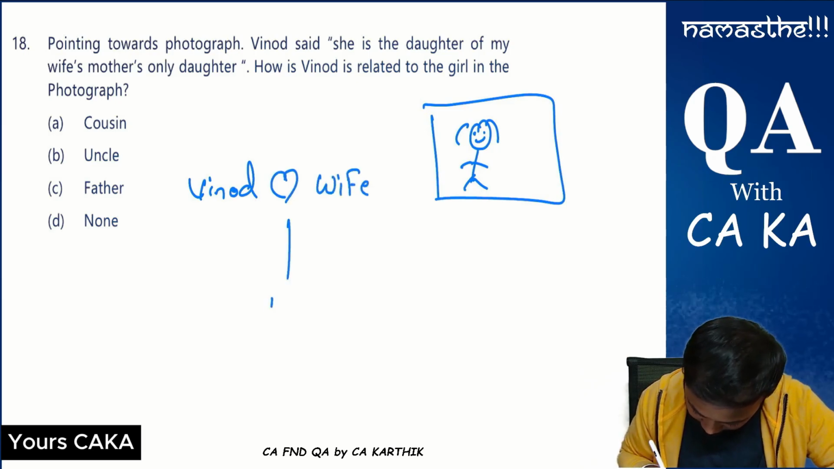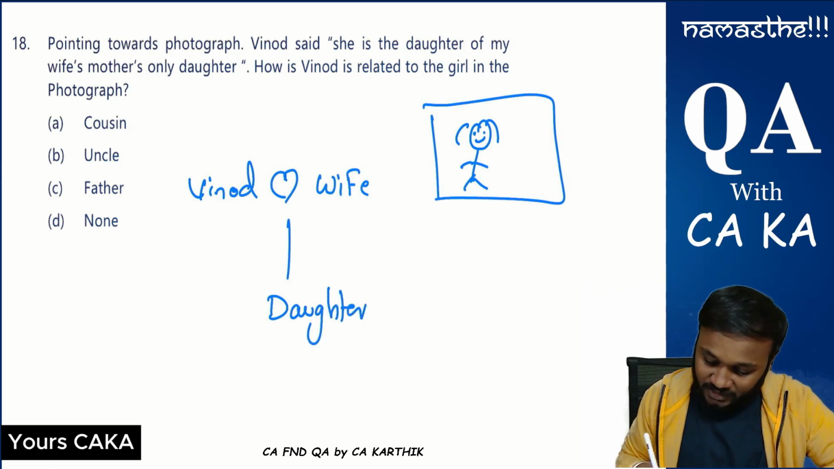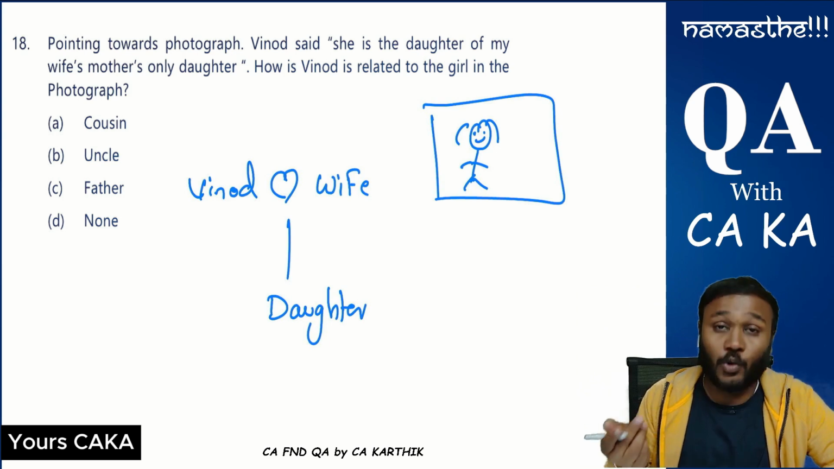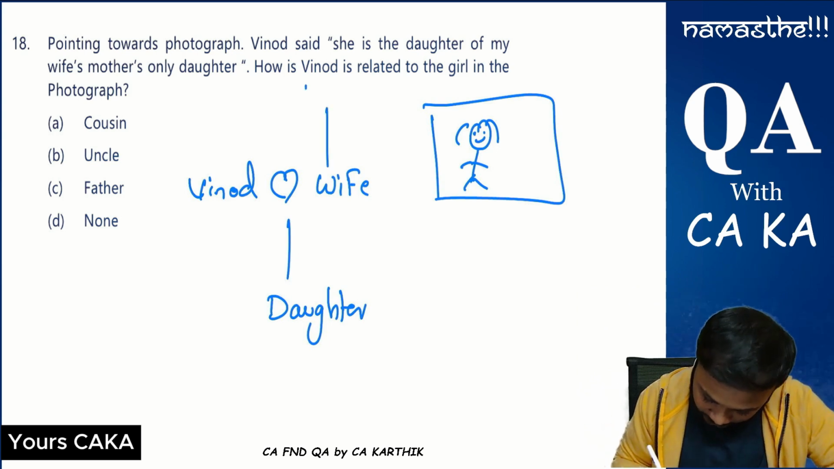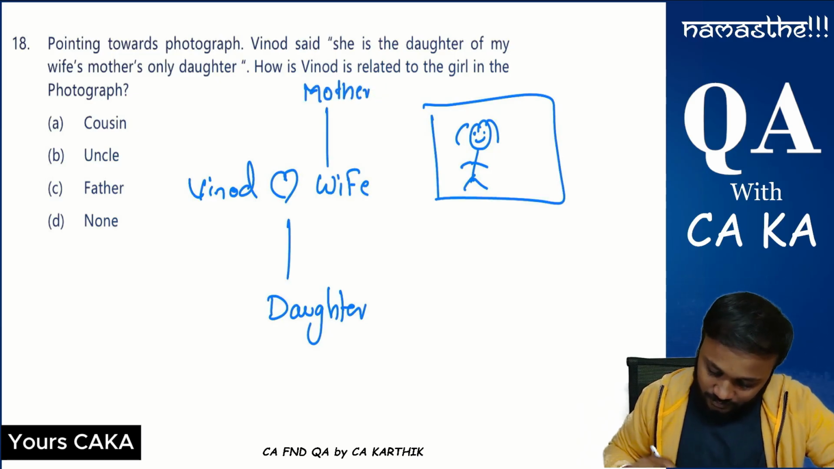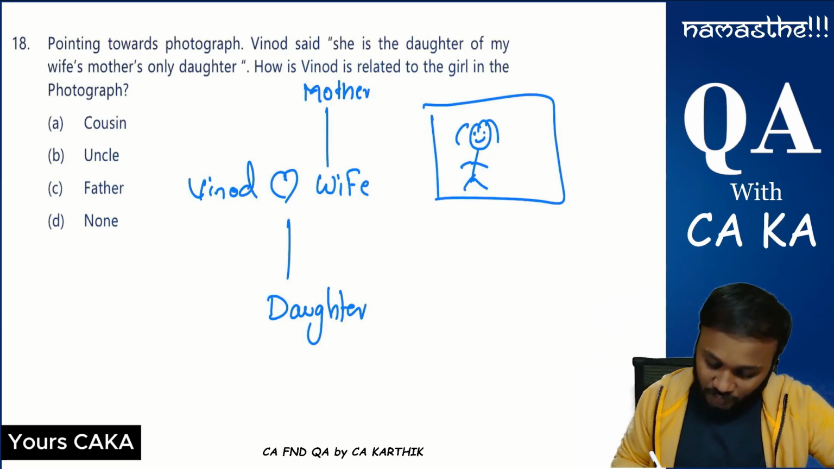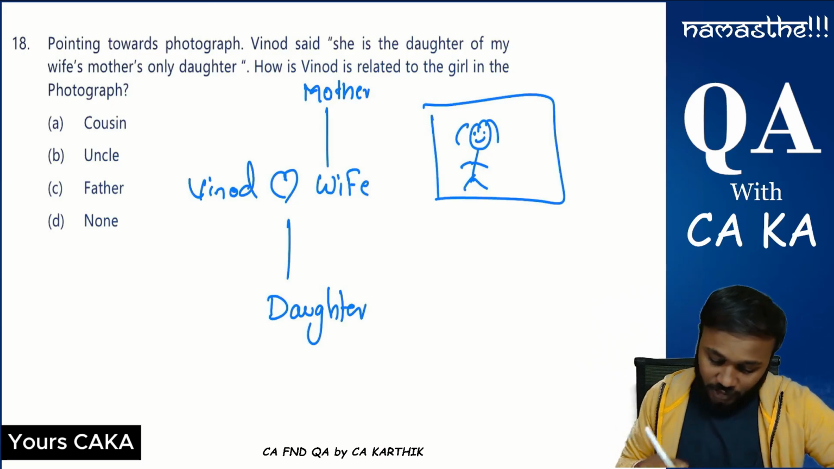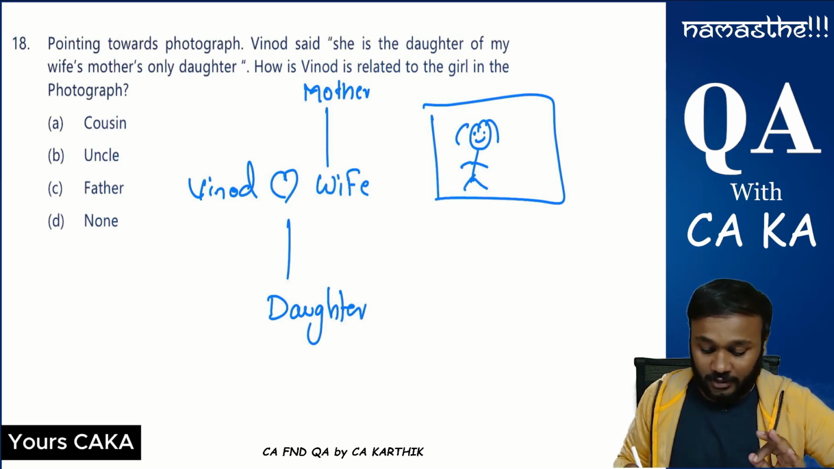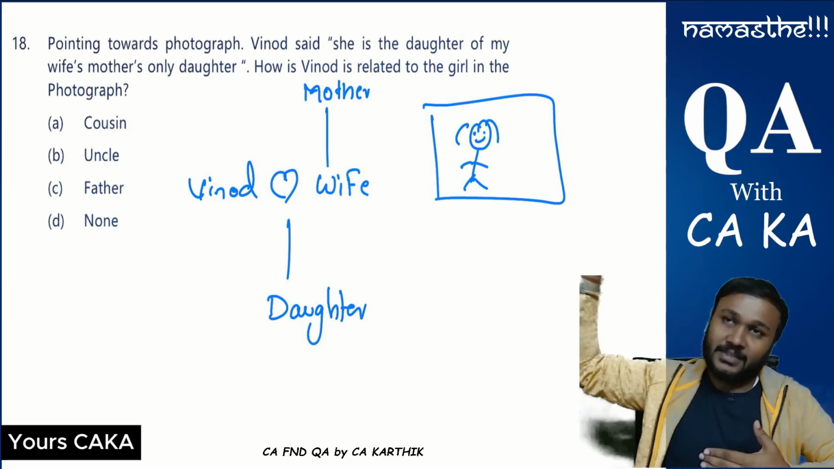So their daughter. So this photo person is the daughter of my wife's mother's only daughter. Mother, mother. So now read it properly, sir. Again, pointing towards the photograph, Vinod said she is the daughter of my wife's mother's only daughter. My wife's mother's only daughter.